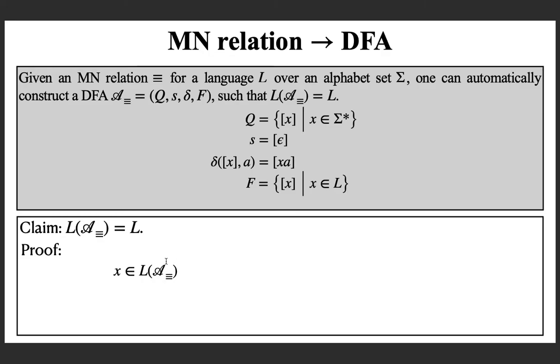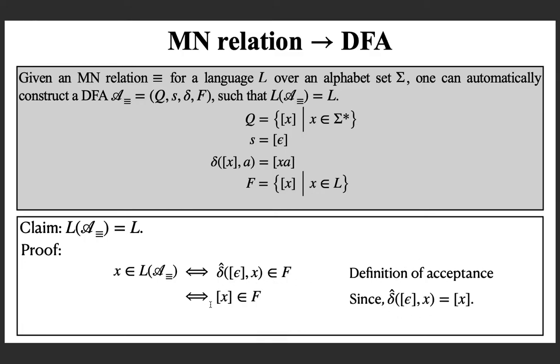accepted by the constructed DFA, then why is it that x is accepted? Because the processing of x from the initial state of that machine ends in a final state. So it is by the definition of acceptance, which is true if and only if the equivalence class for x, the state represented by that, is a final state. Why? Because from the definition of the transition function, using mathematical induction on the length of the string x, you can prove that if you start processing x from epsilon, you will end up in this equivalence class or the state corresponding to this. Induction on the length of x by applying this definition will let you prove this. Okay, and this is if and only if.